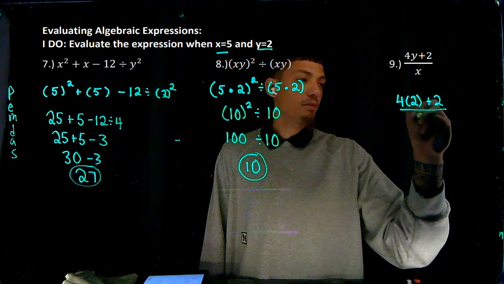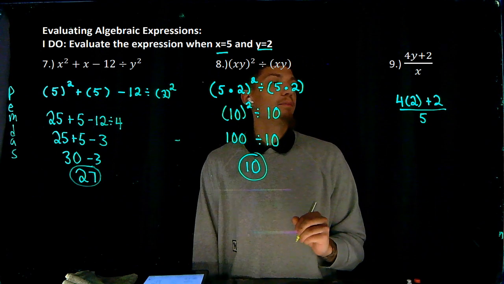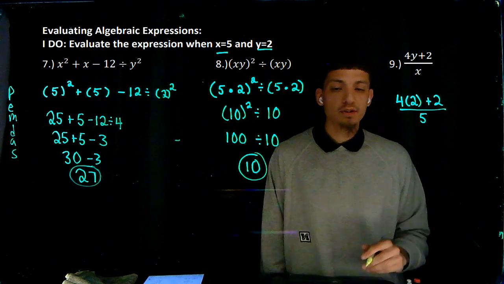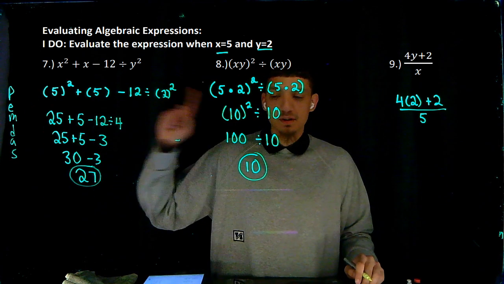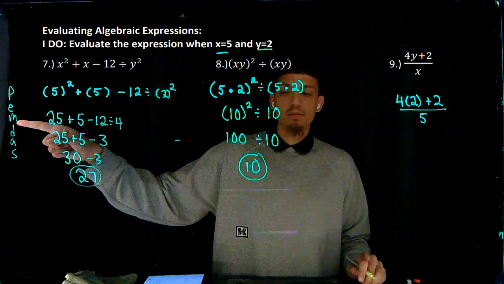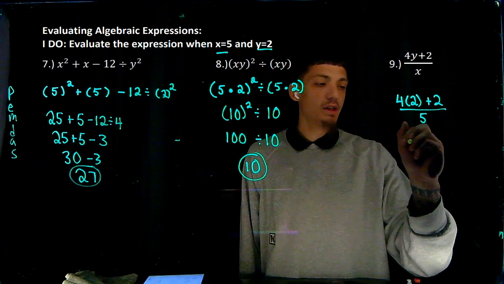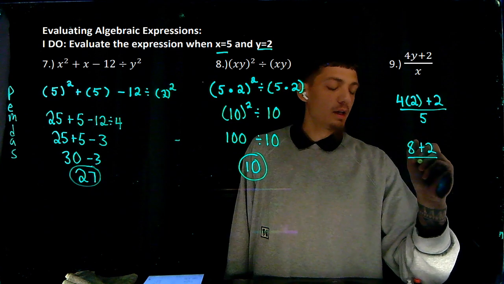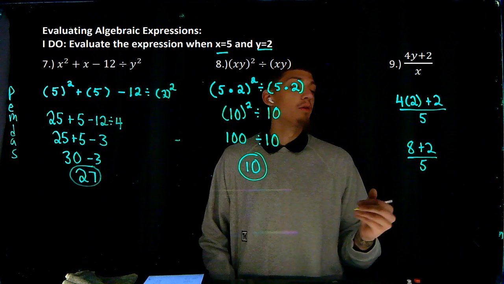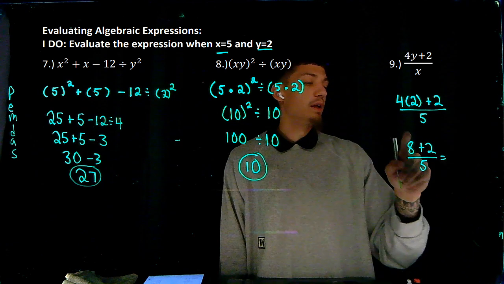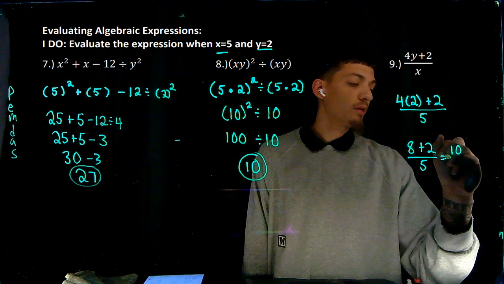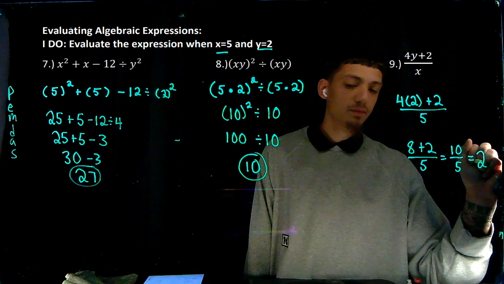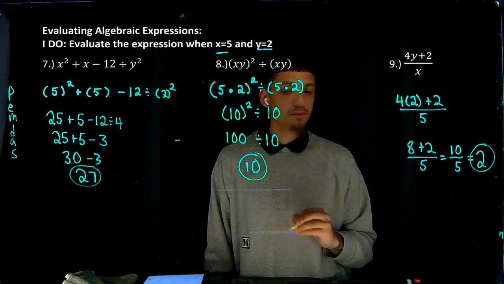over 5. So we think about PEMDAS. We don't have anything inside parentheses, so we move on to the next thing. Exponents, which we don't have. Then we have multiplication with the 4 times 2, which is 8. And remember, with these problems, we got to make sure that our numerator and our denominator is simplified to a single numerical value before we can divide. So 8 plus 2, 10 over 5, and then 10 over 5 is equal to 2. And that's our final answer.